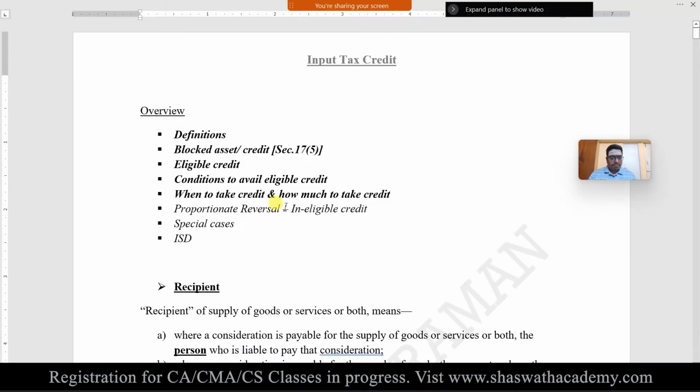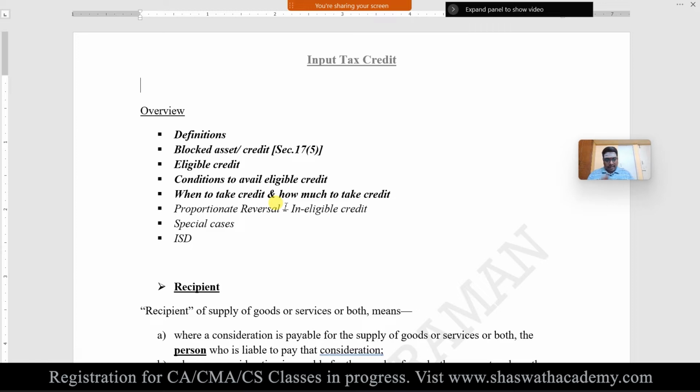Welcome to the chapter called Input Tax Credit. My dear brothers and sisters, at the inter level, please focus only on the first 5 items which have been highlighted for you. Don't even think about the proportionate reversal, special cases and ISD. You're not going to be bothered, you're not going to be tested.